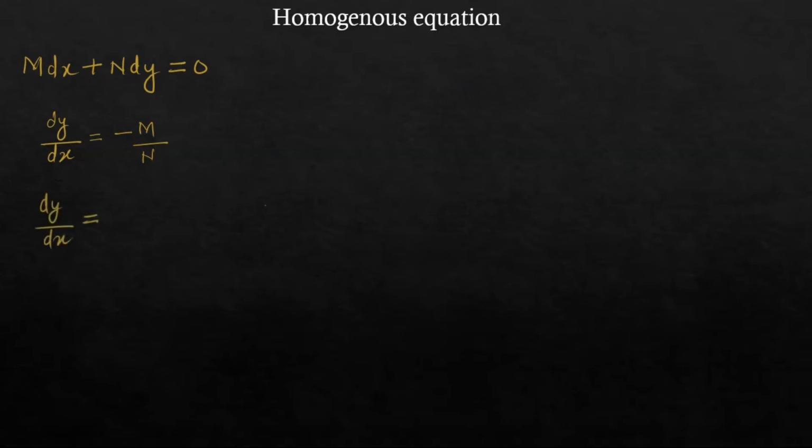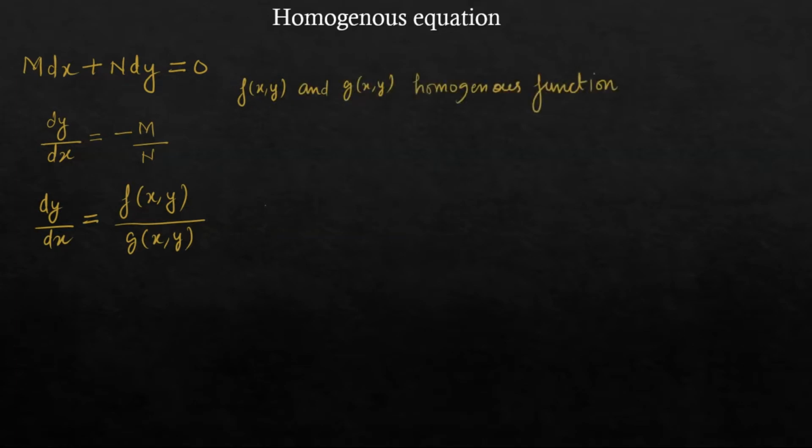So if you can represent the derivative as dy by dx is equal to f of xy divided by g of xy, here I am not separating x and y, both are functions of x and y. Now if f of xy and g of xy both are homogeneous functions of the same degree. First of all, let us understand what is meant by a homogeneous function. Suppose you have a function like this: a0 x to the power n plus a1 x to the power n minus 1 into y plus a2 x to the power n minus 2 y square and so on.